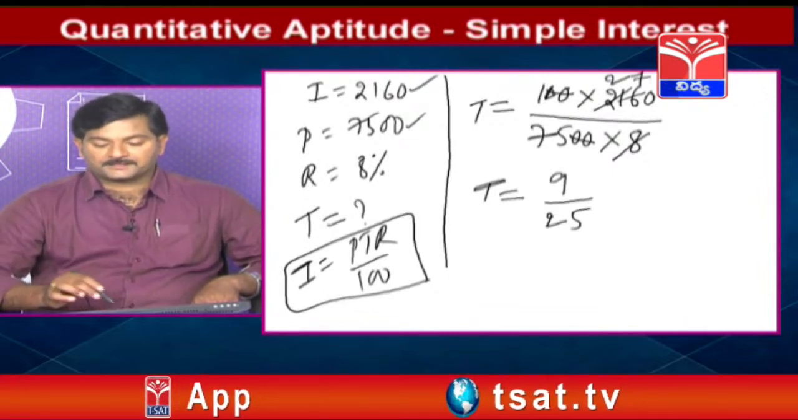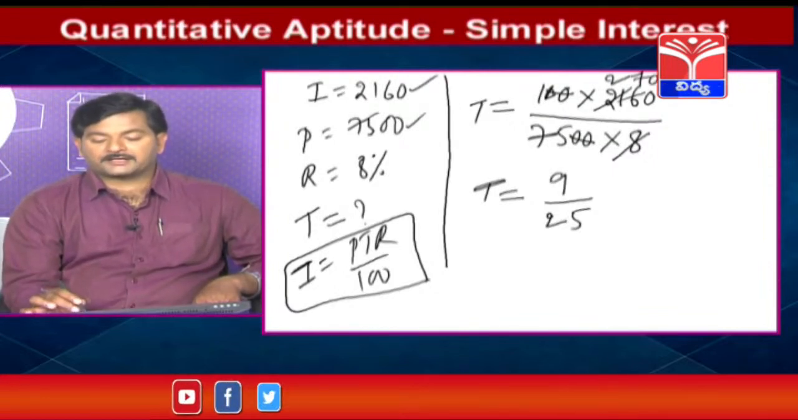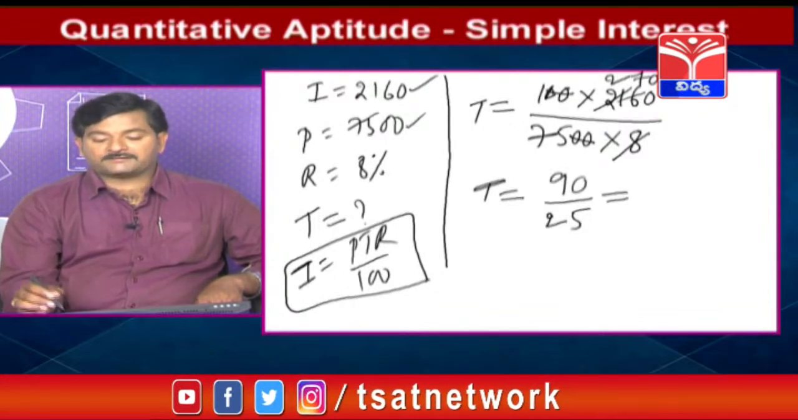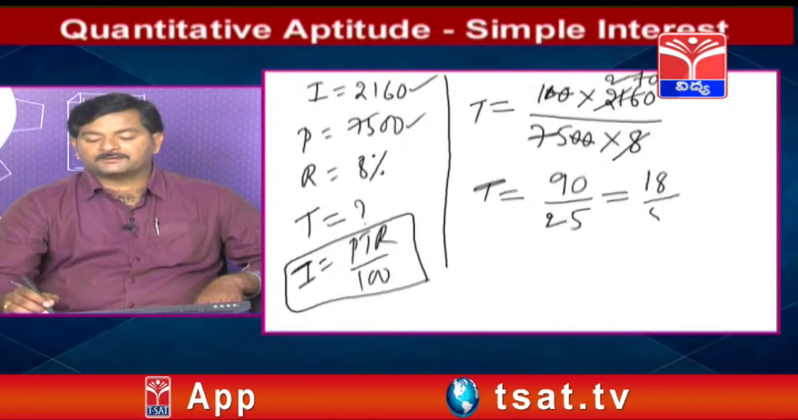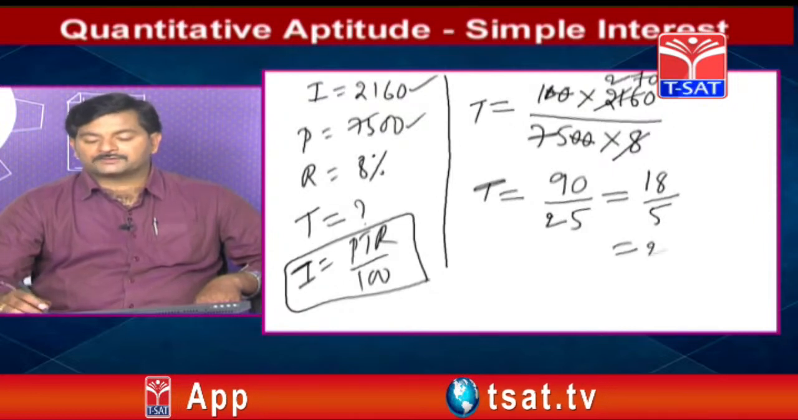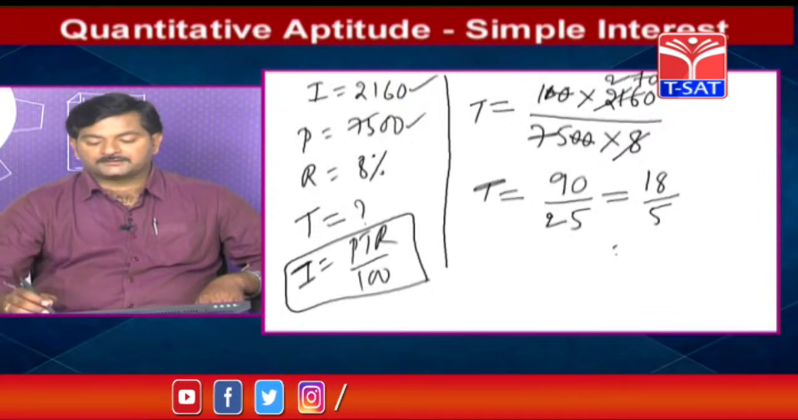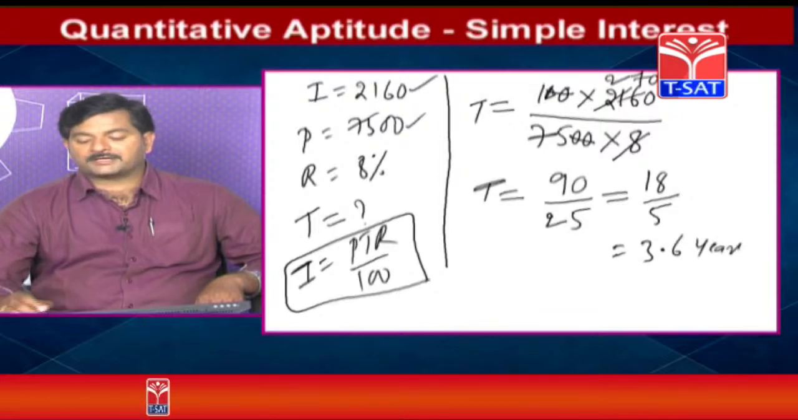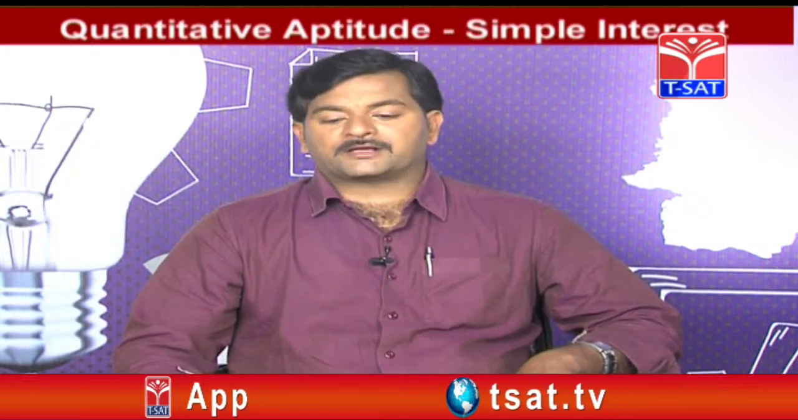So here one more 0 is there. See, observe here, one more 0 is there. Still we can simplify by using the 5 table. 18 by 5. So 5 3s are 15, 5 6s are 30. So how many years am I getting? I am getting 3.6 years. I hope you understood what he has given and what he asked to find. Let's move on to the next question.